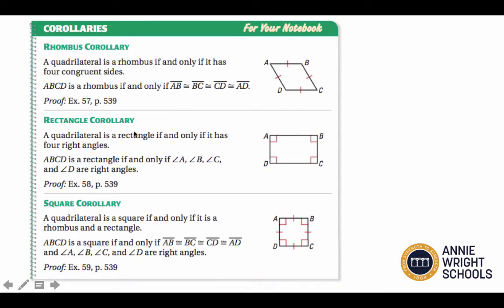Going back to this slide here, the book quickly contradicts its own definition and does this. A quadrilateral is a rhombus if and only if it has four congruent sides. Well, why didn't you just define it that way in the first place? Same with a rectangle, same with the square. I wouldn't call it a rhombus and a rectangle. I would say equilateral, equiangular. I like that language better, but same idea.